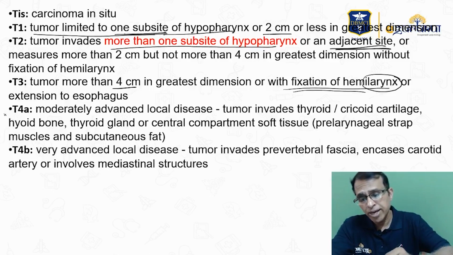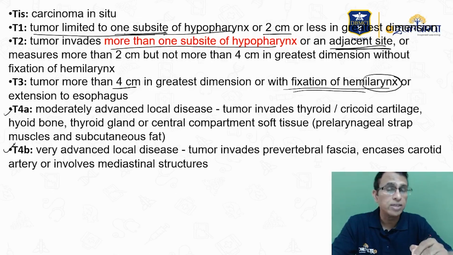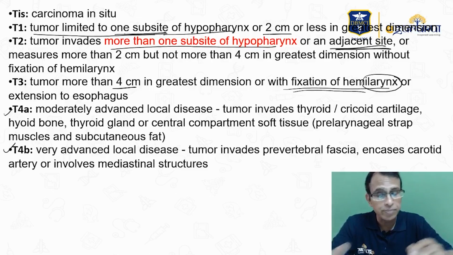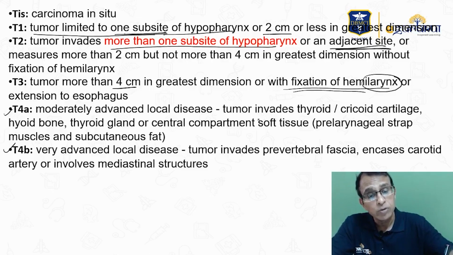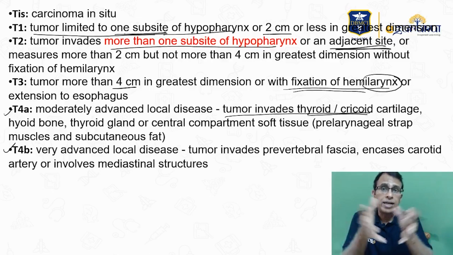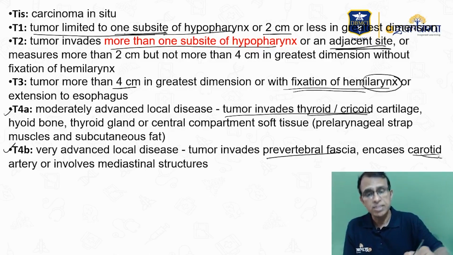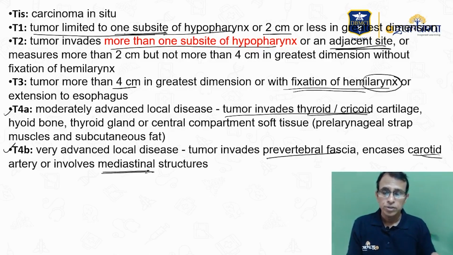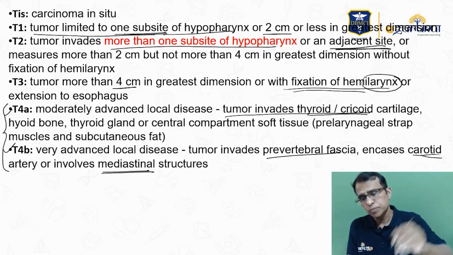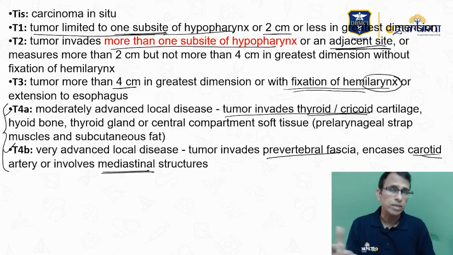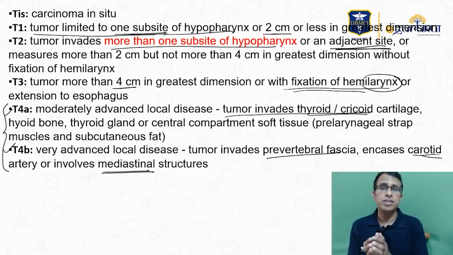And 4A and 4B are very similar to laryngeal carcinoma also. Laryngeal carcinoma 4A, 4B is very similar to hypopharyngeal carcinoma 4A, 4B, same. The tumor invades the thyroid and cricoid cartilages, goes out of the larynx. And the last stage is when it goes to distant areas like prevertebral fascia, carotid and mediastinum. So this is the same in the larynx also. It's very similar. So because the tumor is confined to the same side and is not extended, obviously it is T1 carcinoma of the hypopharynx.